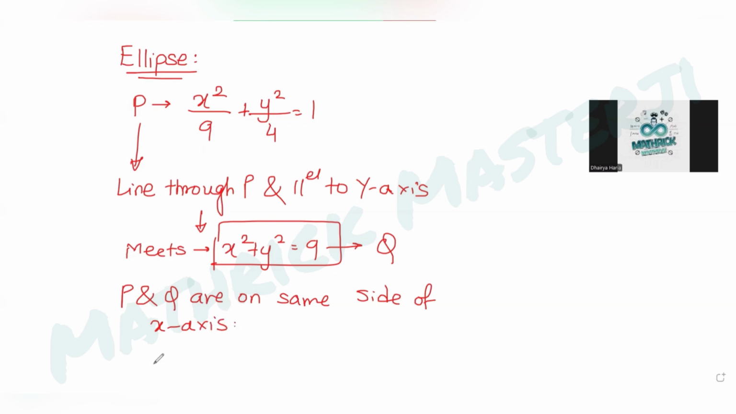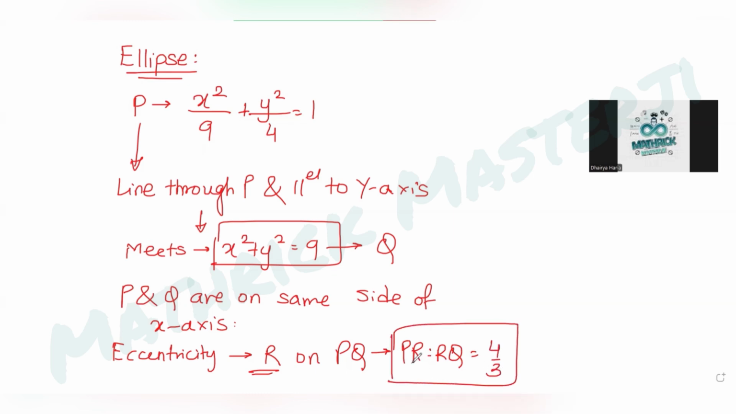Further, we have to find the eccentricity of the locus of point R. So we have to find the eccentricity of the locus formed by point R on line PQ, such that PR is to RQ equals 4 is to 3. This is the ratio given, as P moves on the ellipse. That is what is asked to us for this point R on PQ.